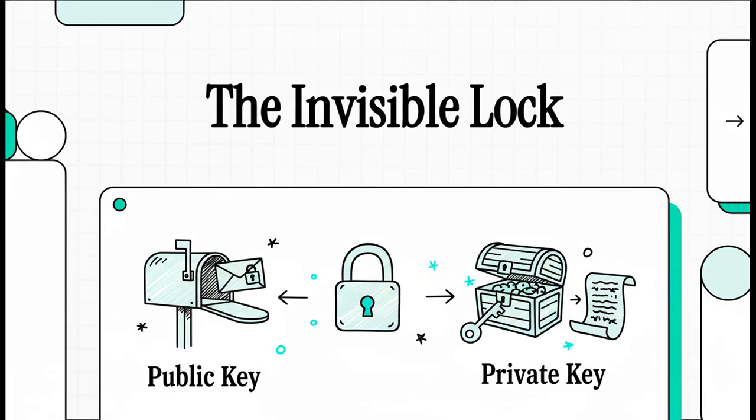Welcome to the Explainer. Today, we're going to unlock the secrets behind, well, pretty much every secure thing you do online. From sending a private message to buying a coffee, there's this invisible lock at work, and we are going to see exactly how it functions.